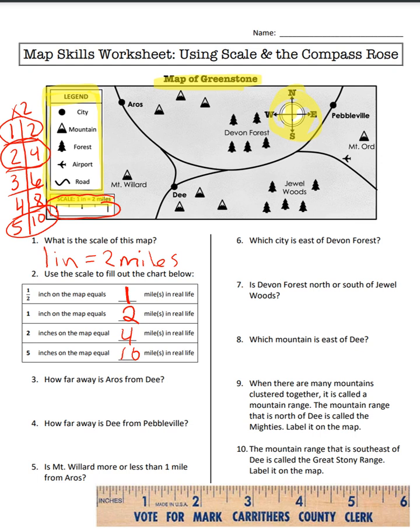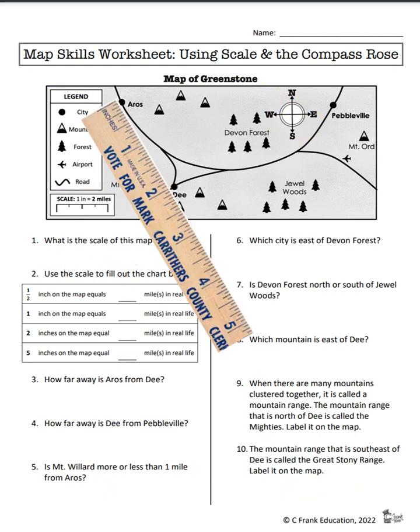Number 3, how far away is Aros from D? Again, we need our ruler. Here is Aros. Here is D. It looks to be exactly 2 inches. We know that 1 inch is 2 miles. Another inch is 2 miles. So a total of 4 miles. All right.